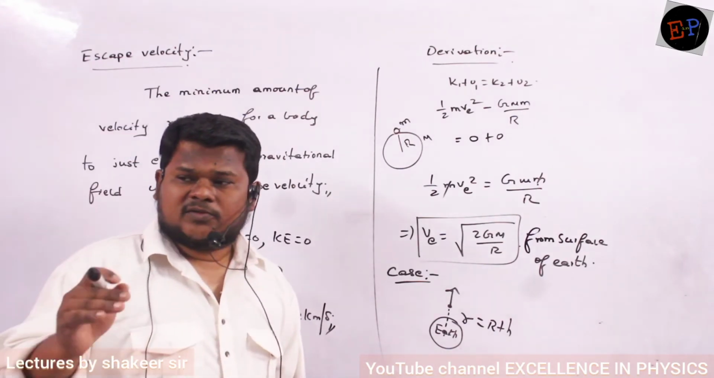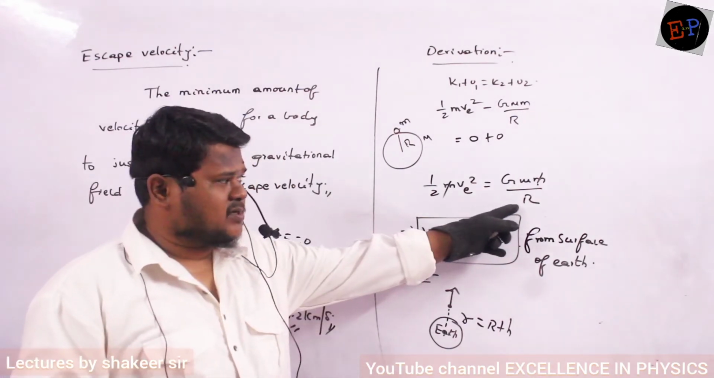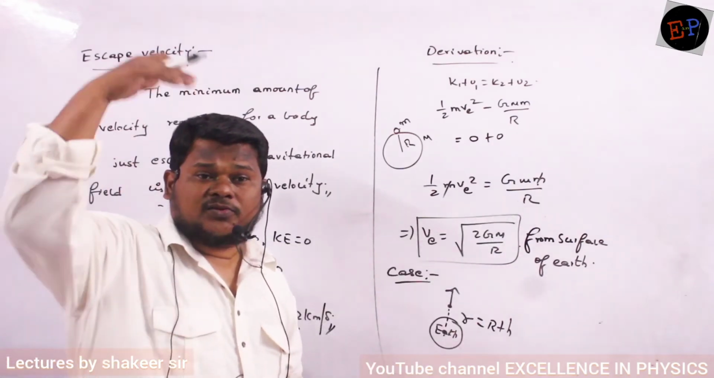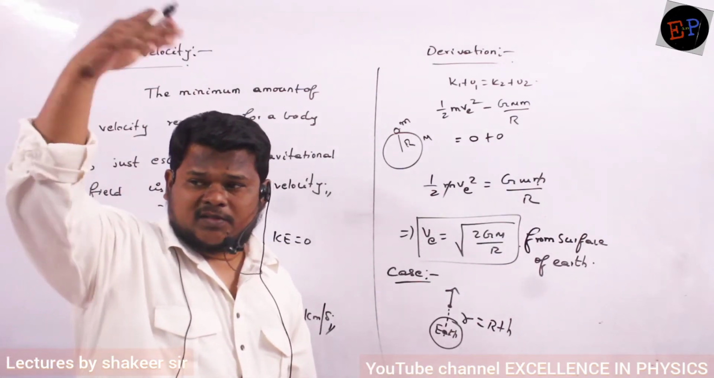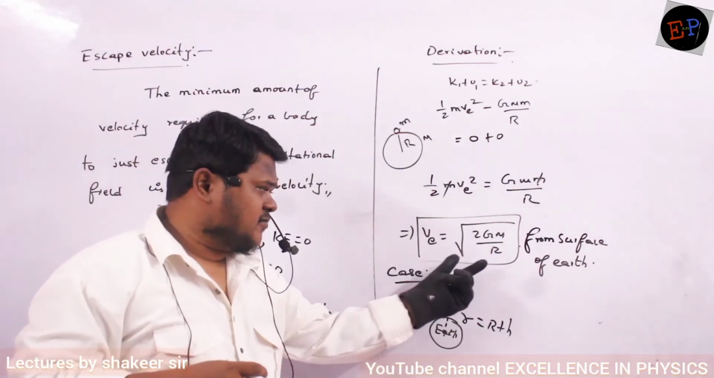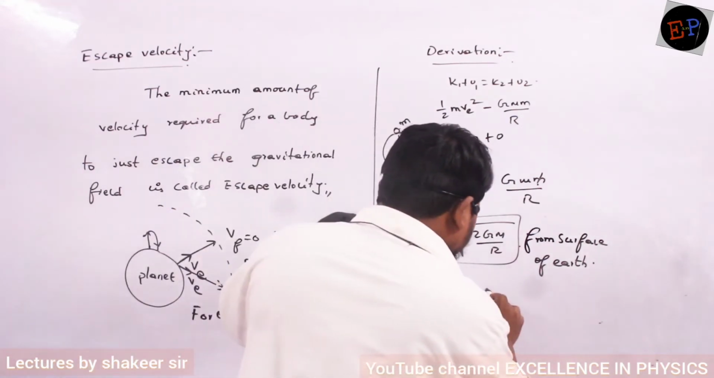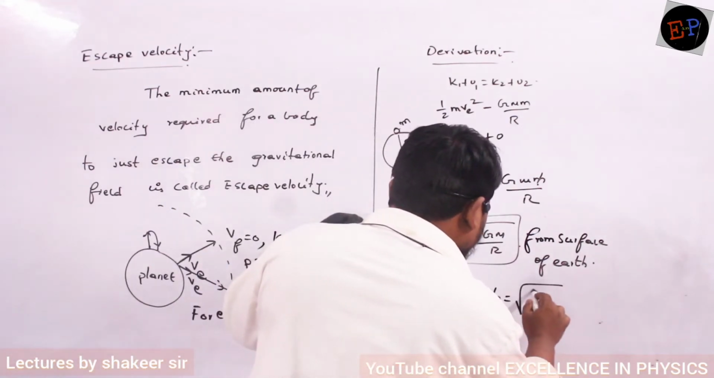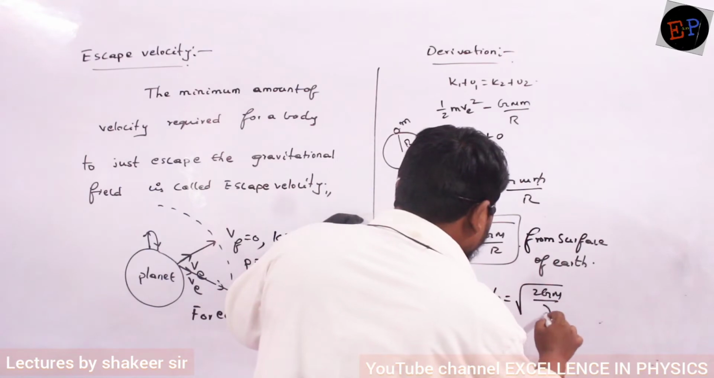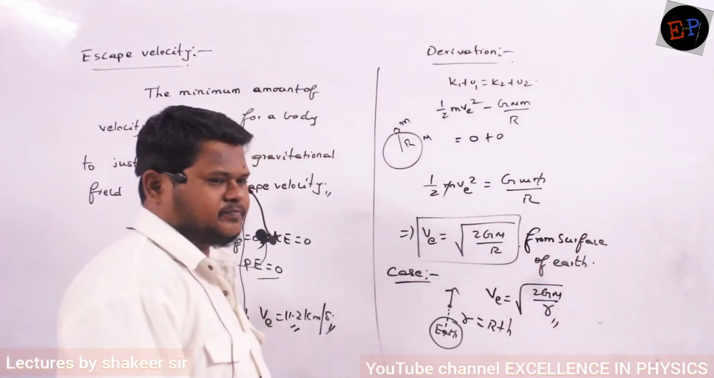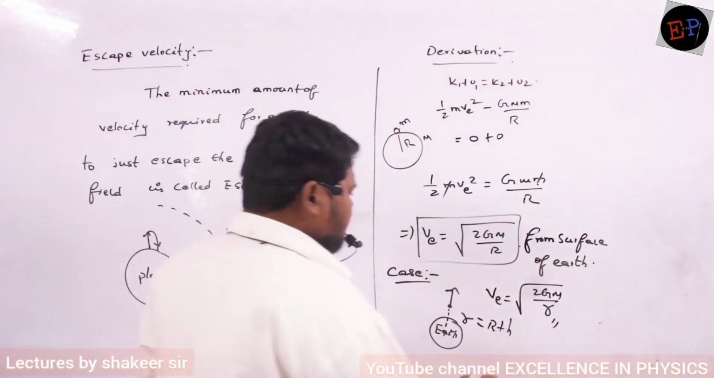If I throw from the surface, then I have to use capital R. If I am already throwing from some distance above the surface of earth, then the same formula can be changed: escape velocity is equal to root of 2GM divided by small r. I can write like this. This is in which condition?